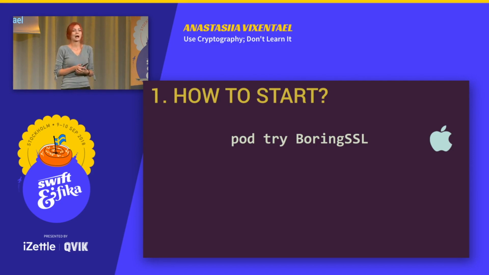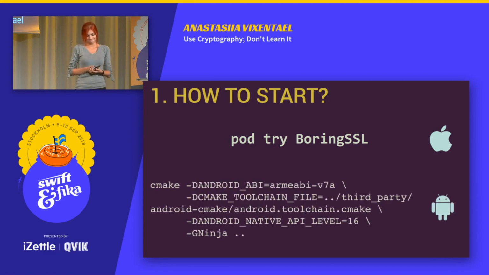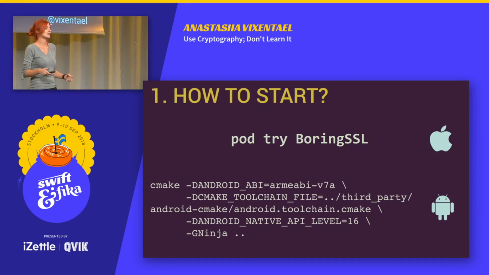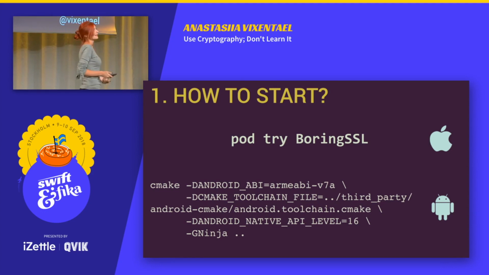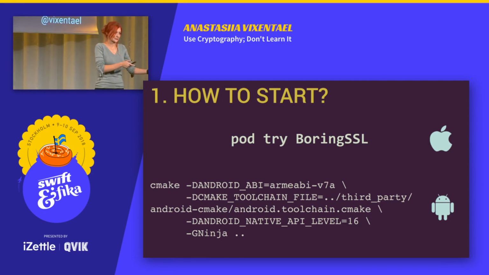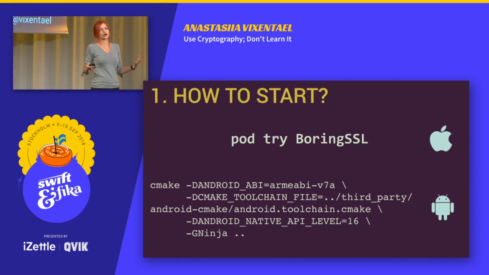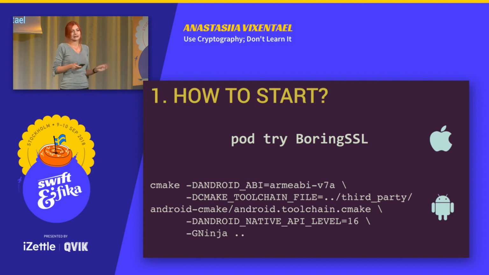Can you imagine how it looks for Android? This is only the first command. So basically for Android, you need to compile BoringSSL manually for each of your architectures. Then merge, which takes some time. Then merge the compiled libraries into one fat binary. Then integrate this fat binary into Android Studio and create your test project. Try to use BoringSSL and hope that it's working.